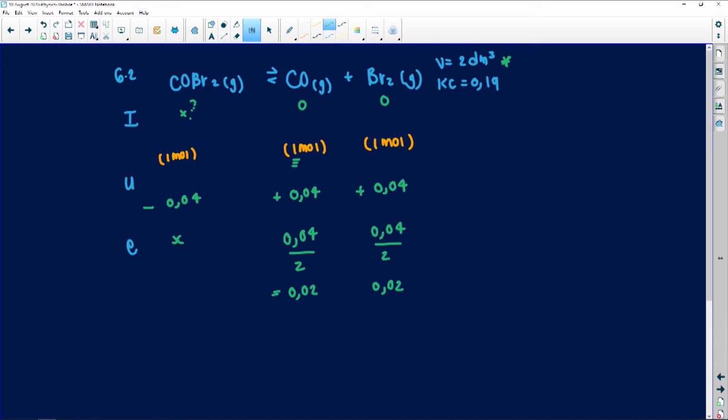Now from this side, I'm then going to calculate my Kc. I'm going to do it the long way around. I know that when I do my Kc, I first have my products over my reactants.